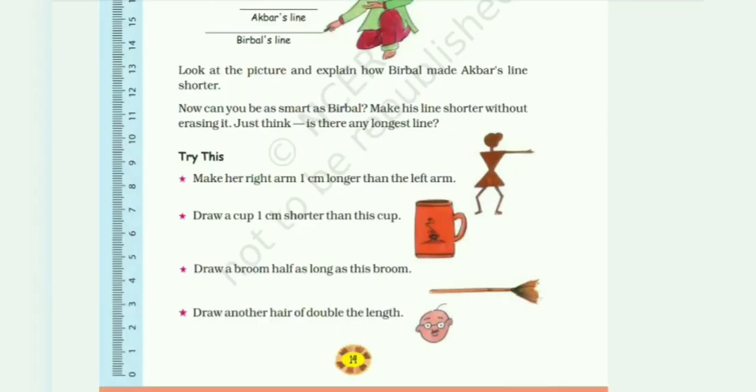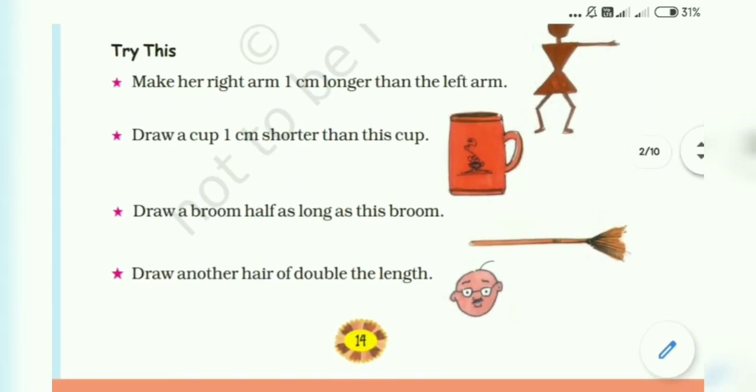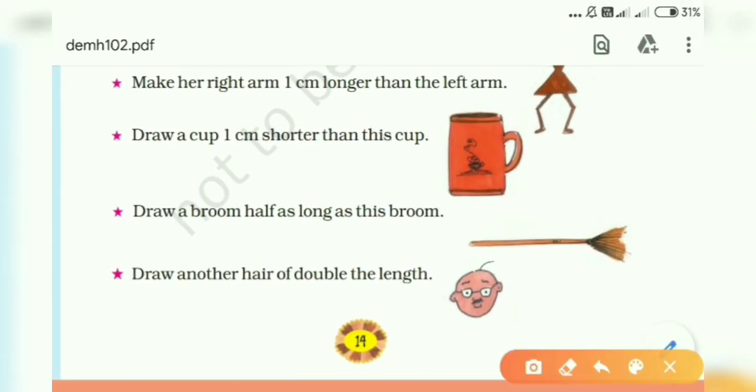Children, now let's read the next question. Draw another hair of double the length. Here in this they give us the picture of a man. You can see? Yes. Now you have to draw another hair. Here in this picture you can see this hair. Yes. Now you have to draw double length hair. It means longer hair. Okay, this one is shorter and we have to draw longer hair like this.